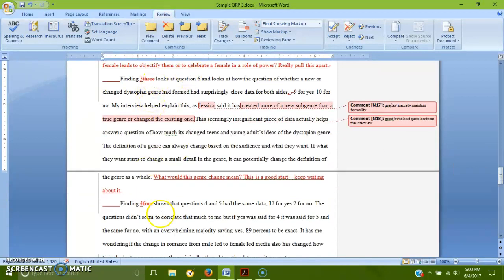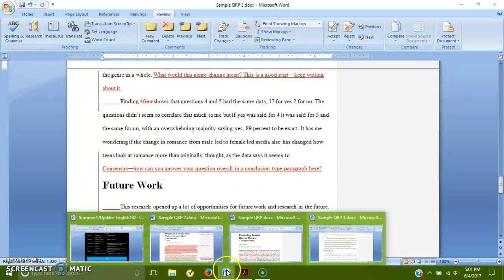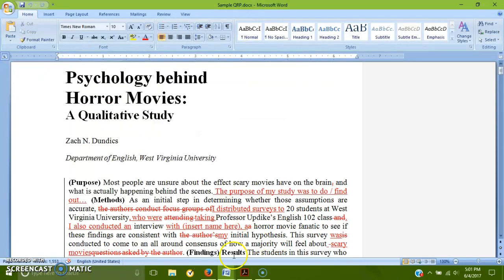So again, she had a lot of good summary here. What would this genre change mean? Because she proposed that we might need to change the definitions of romance dystopia as a whole. And I was like, that's great, that's a good start, but why? Why is this important? So a lot of this was just incomplete. And as you can see here, her paper was pretty short. A lot of it was because of this incomplete information. Consensus, how can you answer your question overall in a conclusion type paragraph here? So that was important as well.